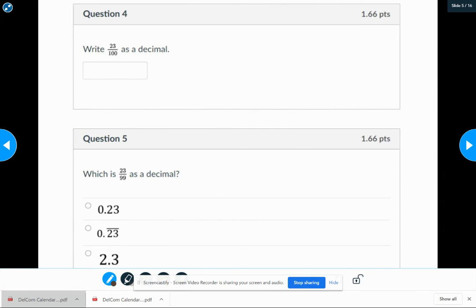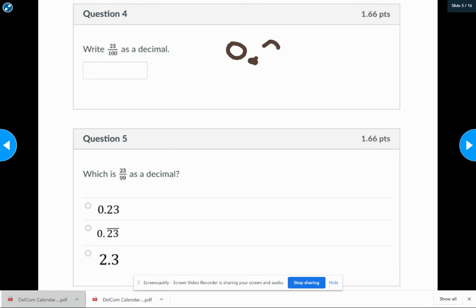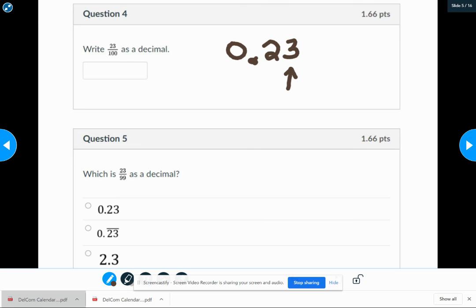Number 4, 23 over 100 is a decimal. Okay, well, the 23 over 100 is 23 hundredths. So we need to make sure that the last digit is in the hundredths place. And the hundredths place is the second place value after the decimal point. So it's 0.23.